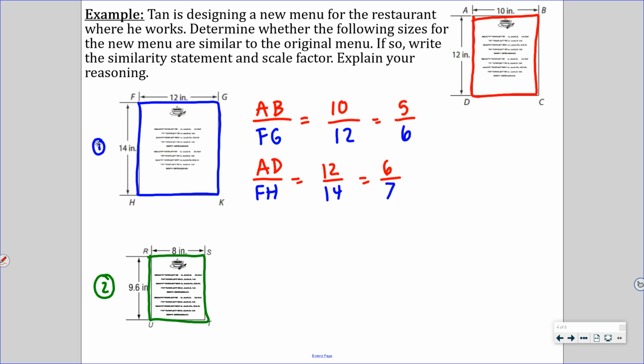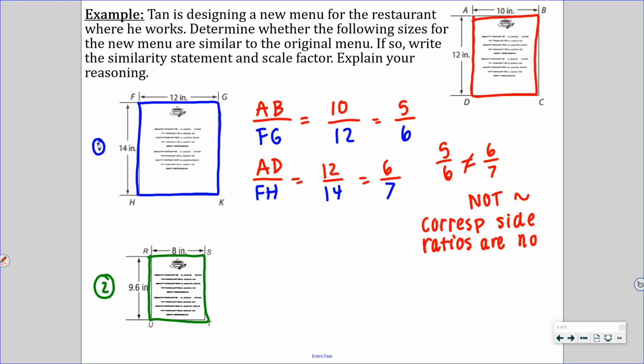Uh-oh. Are those the same? No, that one's not similar. Not similar. Corresponding side ratios are different.